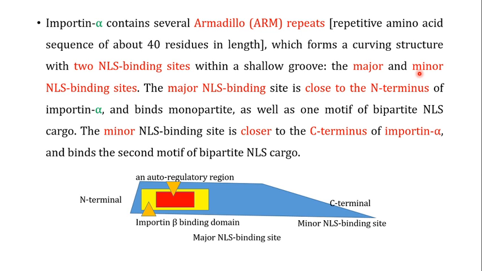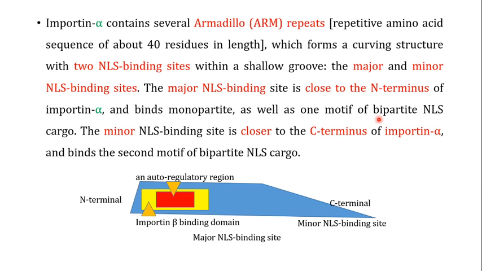Now, if you look at the location of the major and the minor NLS binding site in the Importin-α, their location is a little bit different from each other. The major NLS binding site is very close to the N terminus of the Importin-α. If this is the N terminal, here you can expect the major NLS binding site, which is close to the N terminal of the Importin-α. It can bind a monopartite peptide. What I mean by this is that the major NLS binding site can interact with a single nuclear localization signal, as well as one of the motifs of the bipartite NLS cargo. As I've told you, there can be proteins which have one NLS, or there can be proteins which have two NLS.